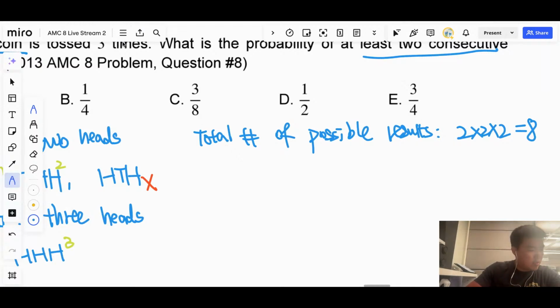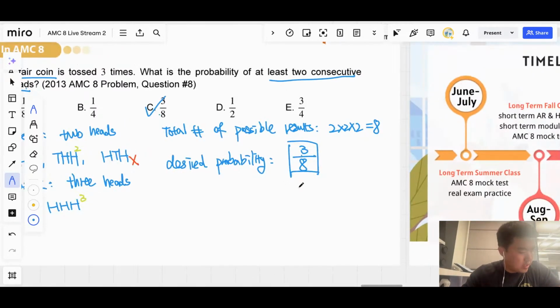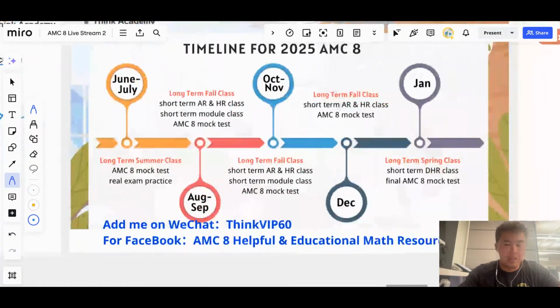So it's asking for what is the desired probability. So in this case, the desired probability is what? There are 3 possible cases that we're interested in over the total of 8 possible situations. So that's a 3 over 8, right? So among A, B, C, D, E, which one's correct? That's option C, okay? So that's for this question. Again, it's a combination of using the enumeration method and also finding the case-by-case solution. So that's for this part.